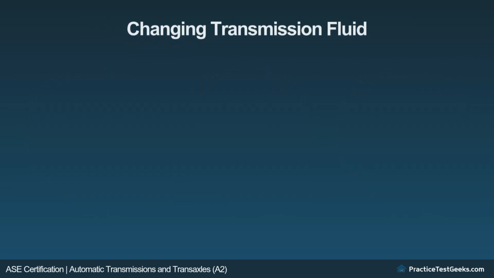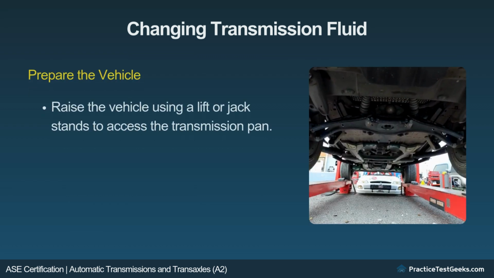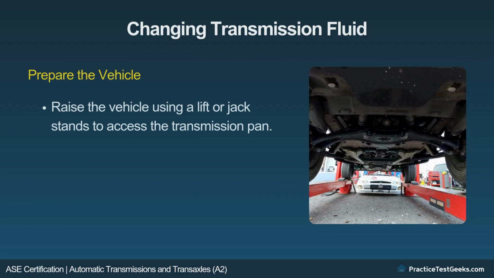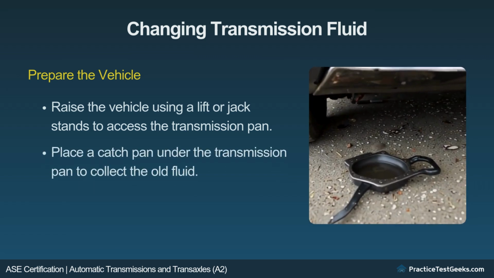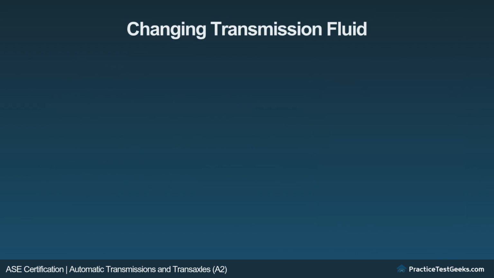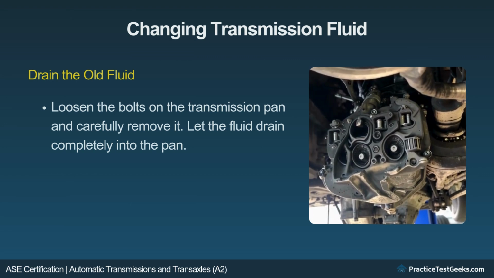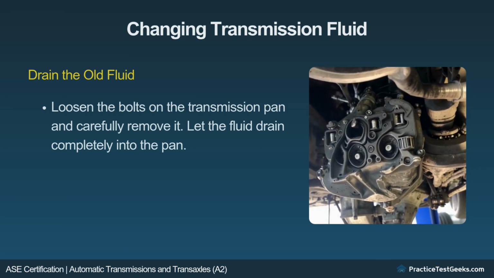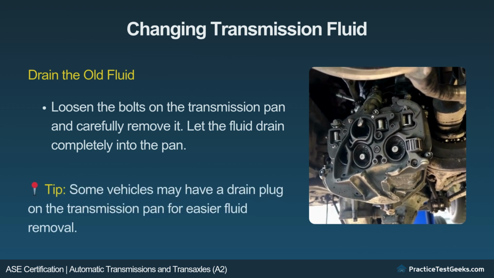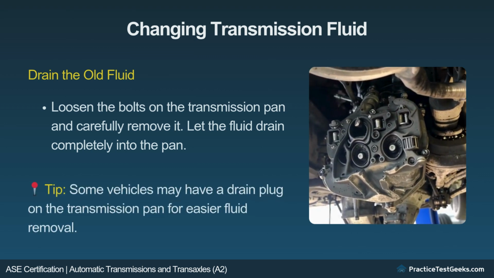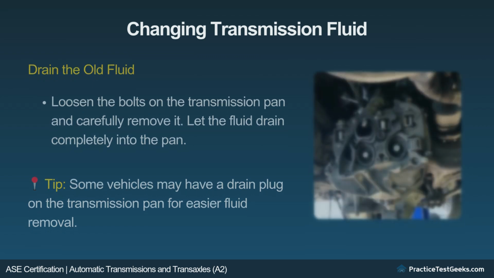Changing transmission fluid. Changing the transmission fluid involves draining the old fluid, replacing the filter, and refilling with fresh fluid. Prepare the vehicle. Raise the vehicle using a lift or jack stands to access the transmission pan. Place a catch pan under the transmission pan to collect the old fluid. Drain the old fluid. Loosen the bolts on the transmission pan and carefully remove it. Let the fluid drain completely into the pan. Tip: some vehicles may have a drain plug on the transmission pan for easier fluid removal.